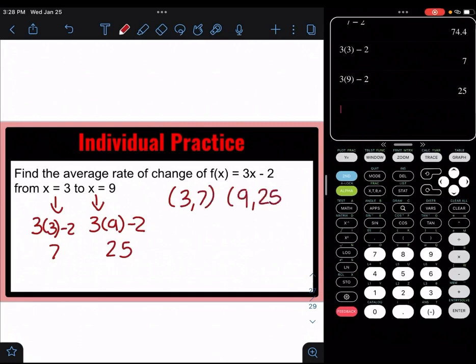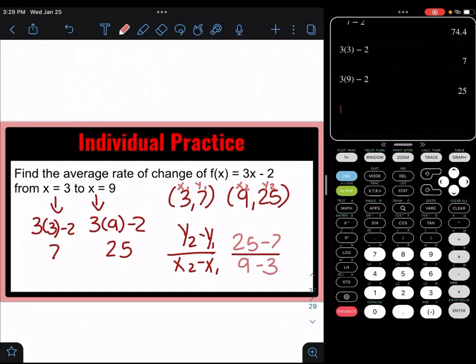So now we have y2 minus y1 over x2 minus x1. If it makes your life easier, you can label these points. So we can label them x1, y1, x2, y2. So we would get 25 minus 7 over 9 minus 3. And let's see what this gets us. 25 minus 7 over 9 minus 3. We get the average rate of change is 3.